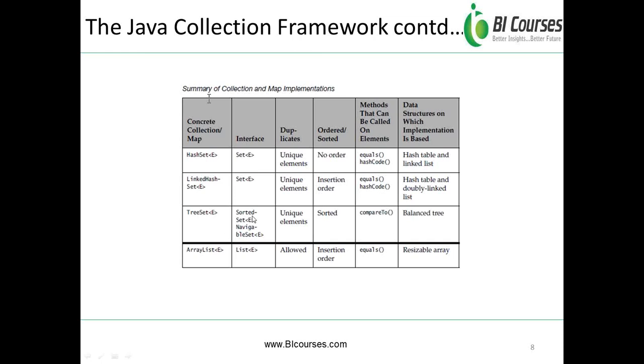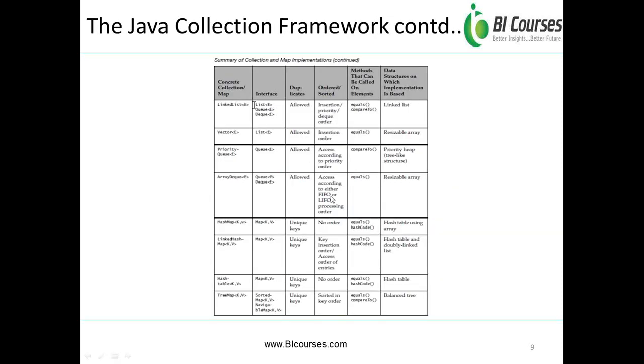Tree set is a sorted set with unique elements, sorted, and it has a balancing tree. Compared to array list, order will be the same, list allowed, duplicates allowed, and equals. Okay, like that. These tell whether we can allow duplicates or not, what interfaces these classes extend, what the insertion order is, and what methods can be called on the elements. Okay, so list, queue, deque, map, and sorted map.